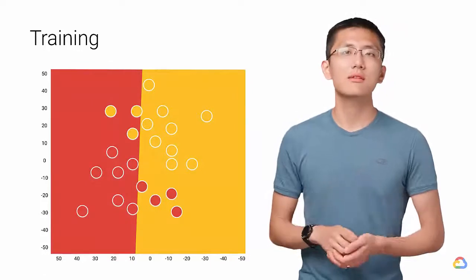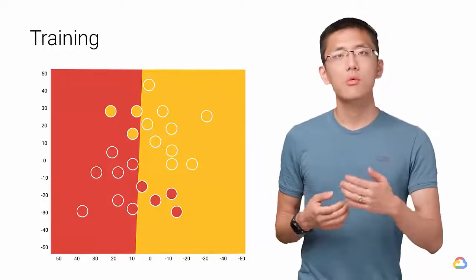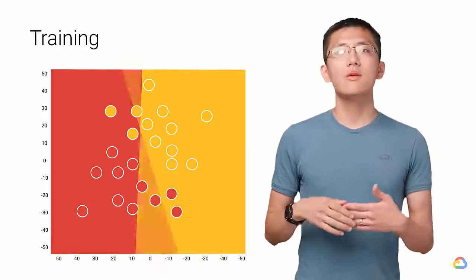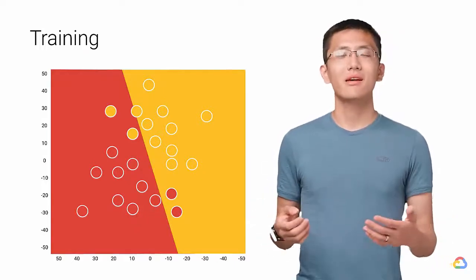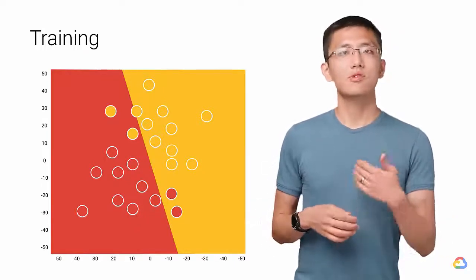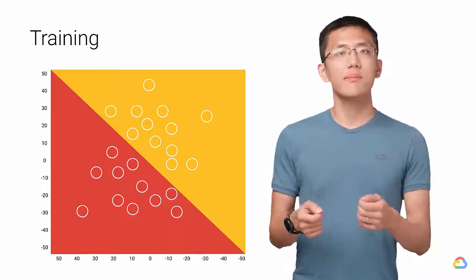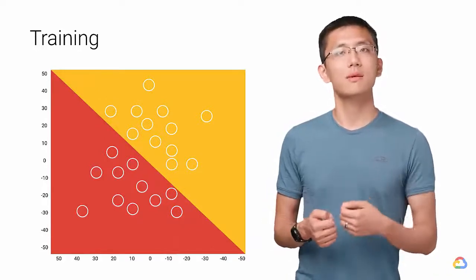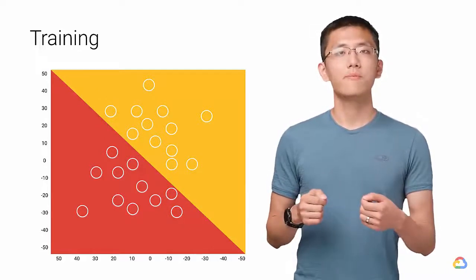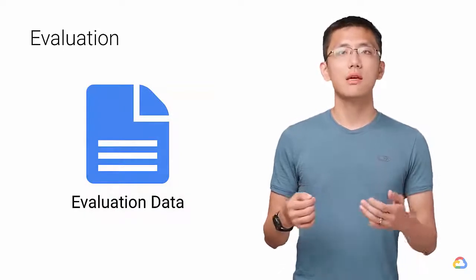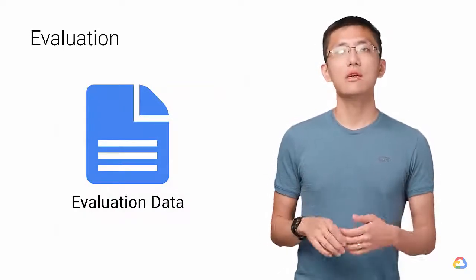So let's look at what that means more concretely for our data set. When we first start the training, it's like we drew a random line through the data. Then, as each step of the training progresses, the line moves step by step closer to the ideal separation of the wine and beer. Once training is complete, it's time to see if the model is any good, using evaluation.